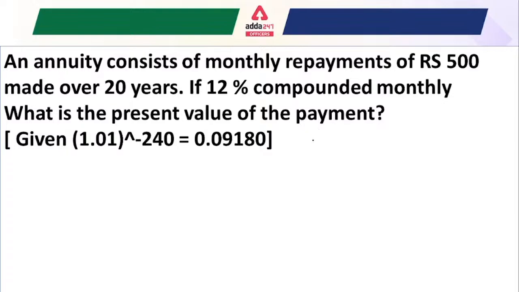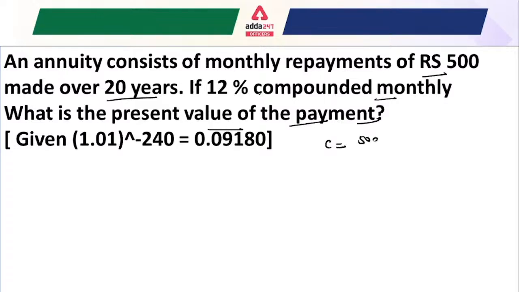So look, what is the question? An annuity consists of monthly repayments of 500 made over 20 years. If the rate is 12% compounded monthly, what is the present value of the payment? So this is a question where all the repayments are given, like 500. That is, the cash flow is given.